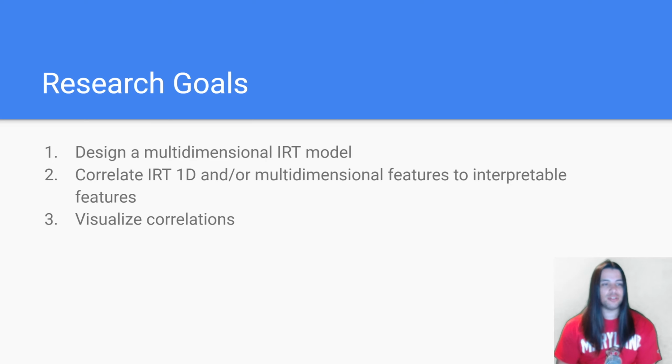In terms of research goals, first we create a multi-dimensional IRT model, which is not a novel thing. Then we try and correlate IRT 1D and multi-dimensional features to interpretable features. So can we correlate these IRT parameter values with something that us humans can see, so we can see this example is difficult because its features are related, maybe it's more movie reviews than food reviews, and then visualize these correlations.